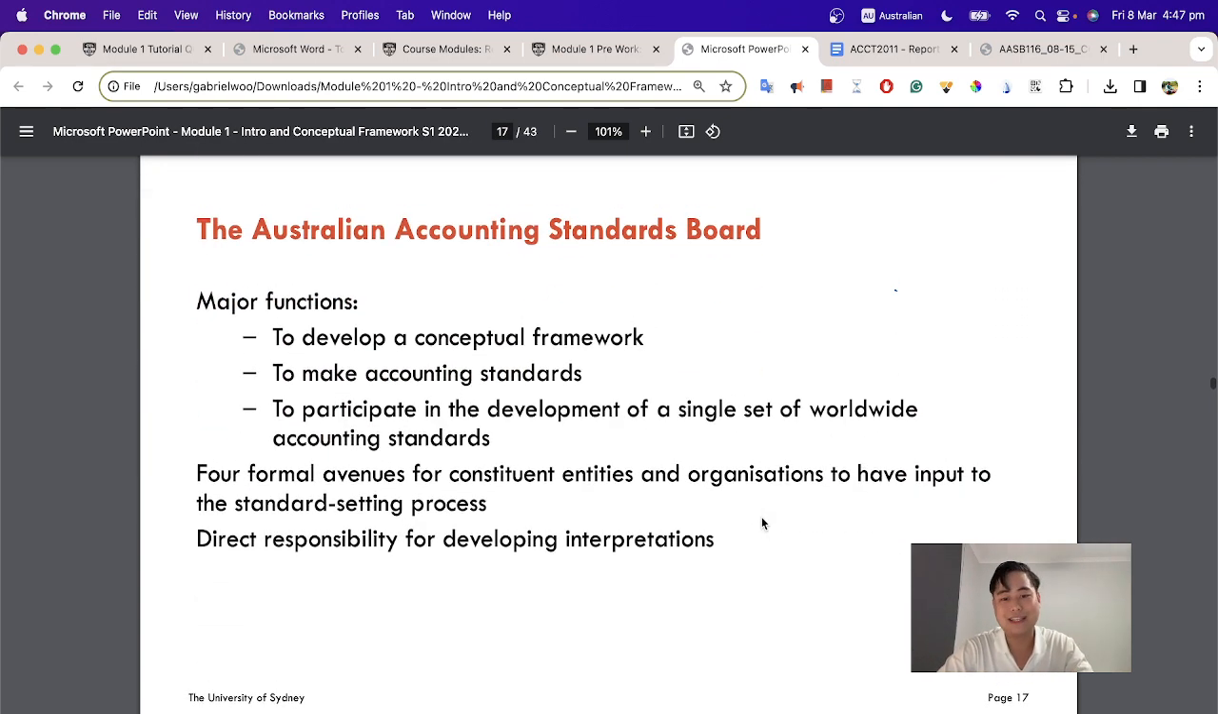The Australian Accounting Standards Board, this is the AASB. The major functions are to develop a conceptual framework, to make accounting standards. Every time we see, for example, depreciation, AASB 116, they are the ones who make the standards, and to participate in the development of a single set of worldwide accounting standards. This is the convergence and the harmonization we were talking about.